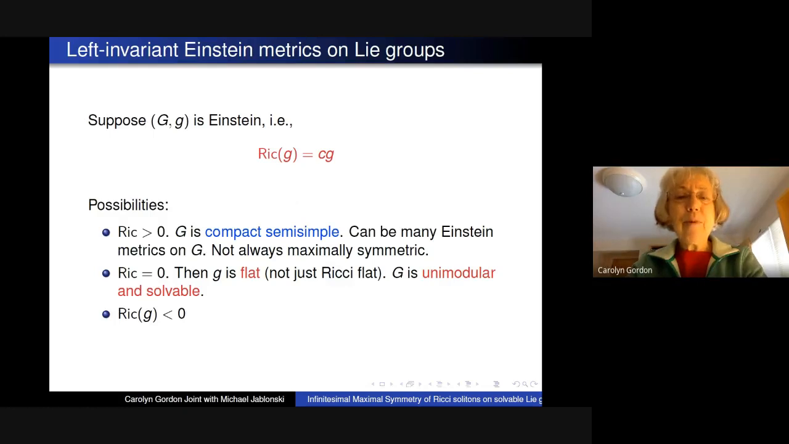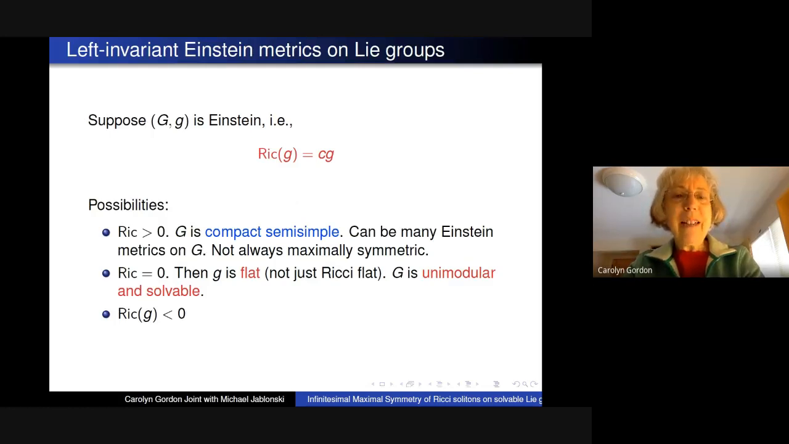We'll see some examples of ones that don't a little bit later. Okay, so now I want to turn to the question of whether our favorite metrics, or some people's favorite metrics, are maximally symmetric. So let's first look at left invariant Einstein metrics on Lie groups. I want to say here, this first half of the talk, I think some of you may have heard before. The first half is kind of historical. The second half will be newer results.